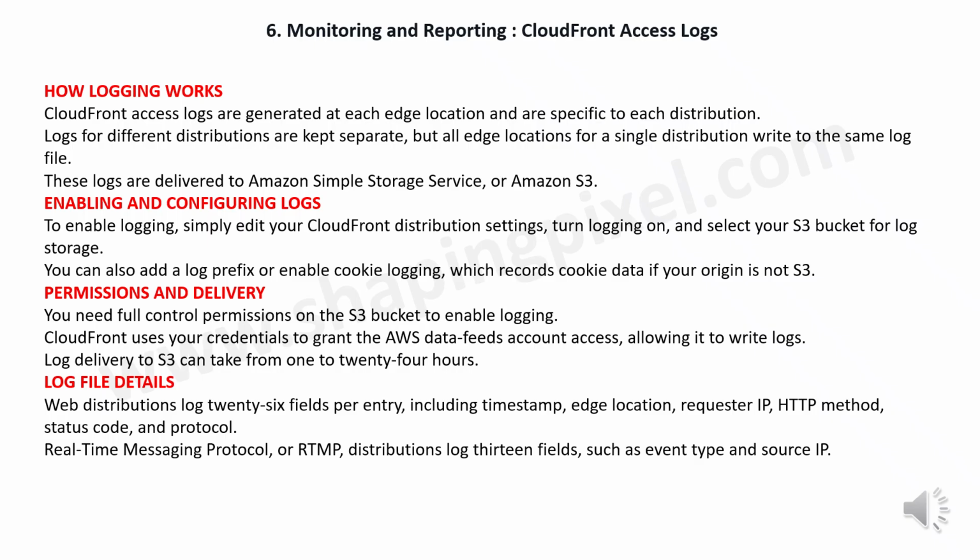Web distributions log 26 fields per entry, including timestamp, edge location, requester IP, HTTP method, status code, and protocol. Real-time messaging protocol, or RTMP distributions, log 13 fields, such as event type and source IP.